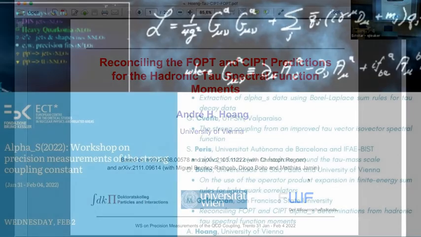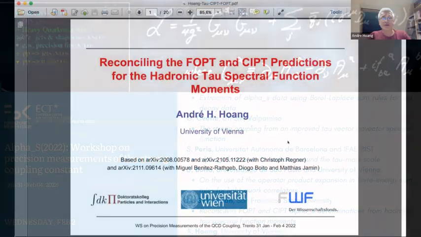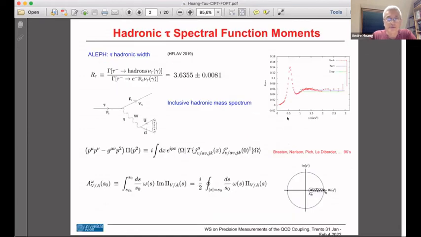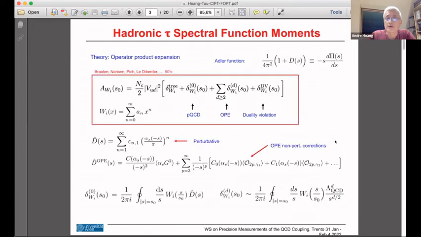Okay, so let me thank the organizers first for allowing me to give this presentation. Let me briefly explain the context and what I'm about to do. We know now how hadronic tau spectral function moments are of importance for alpha S measurements. There's lots of data, and we can get it from theoretical predictions by using the vacuum polarization function and including all this analytic calculus to have a nice theoretical formulation.